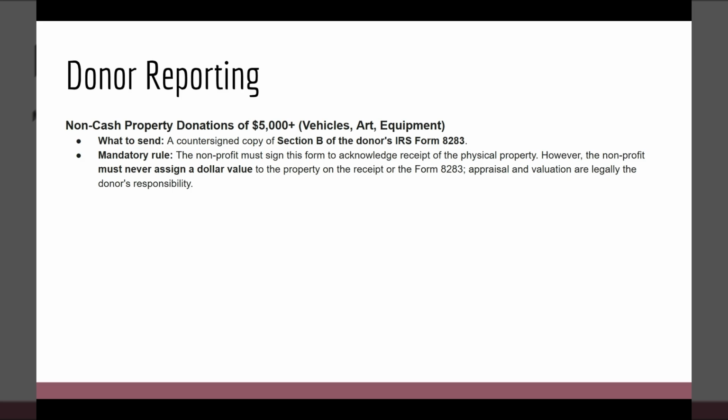Non-cash property donations, those have to have a special form and a special process. If you find yourself receiving greater than $5,000 in something that is a non-cash donation, then you need to make sure you talk to your CPA or your tax preparer and make sure you get that Form 8283. The person who donates this is going to want this as well.